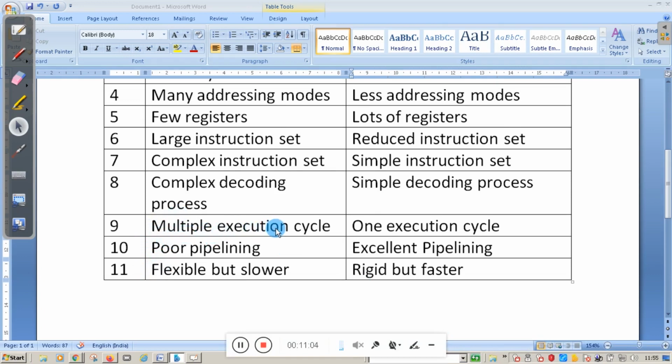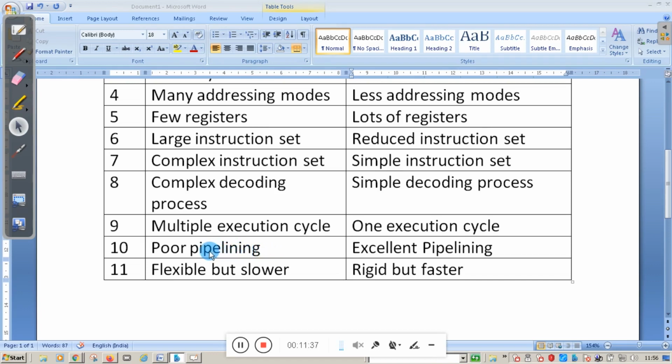So now student, the points number 9, 10 and 11, let me explain. Here, multiple execution cycle, in the RISC processor one execution cycle, and poor pipelining and excellent pipelining. All these points are interrelated. Let me explain. First of all, what is pipelining? In my last session, I told you pipelining means dividing the process of an instruction into independent sections and overlapping them.